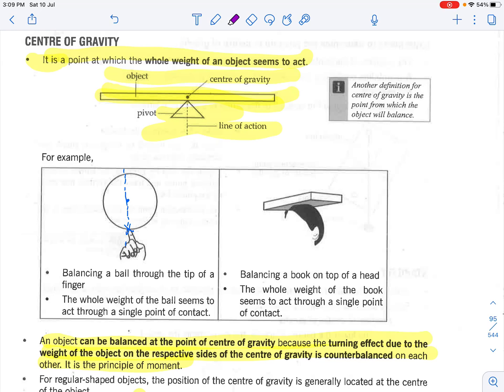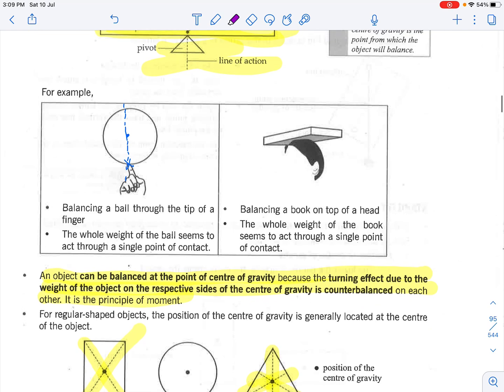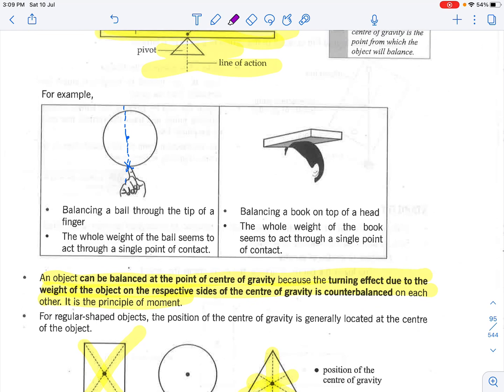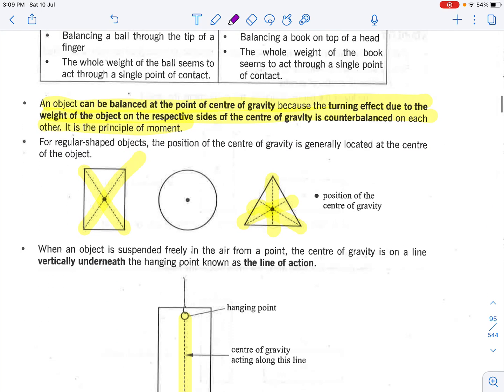of gravity. So first of all, an object can be balanced at the center of gravity only because the turning effect due to the weight of the object on the respective side of the center of gravity is counterbalanced, meaning all the moments are cancelling out each other, allowing it to be fully balanced. So for a regular object, it's quite clear cut.